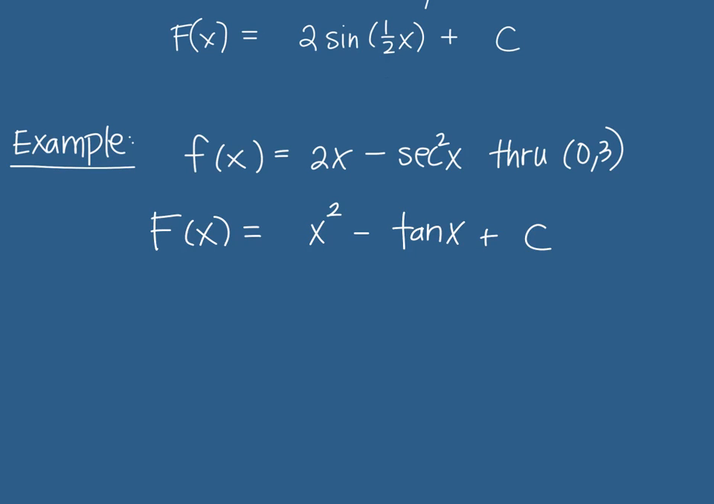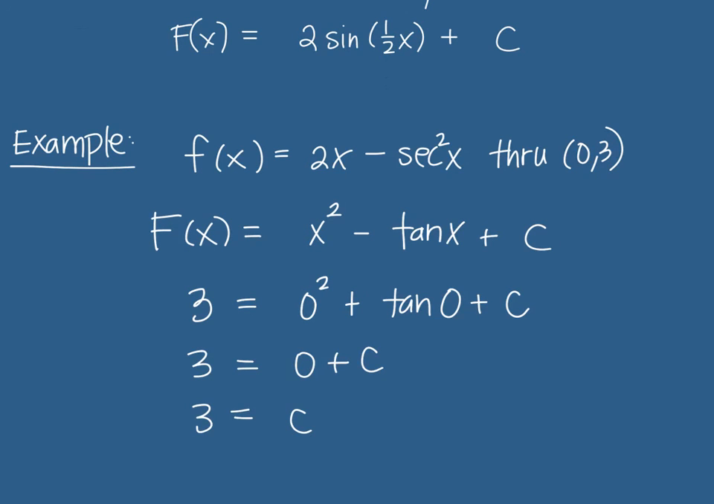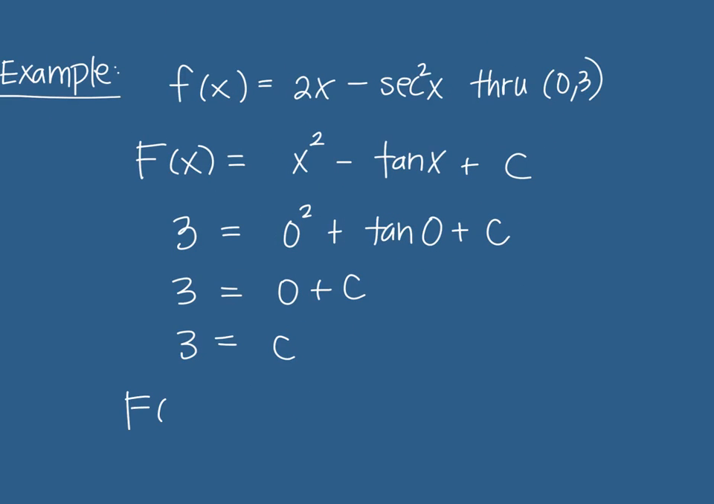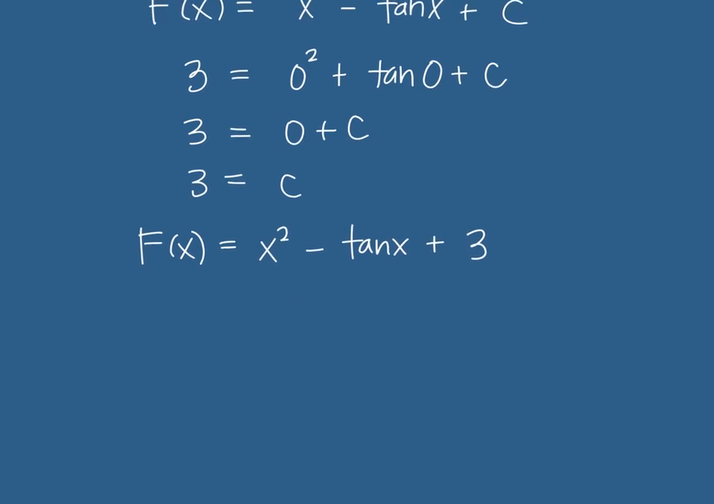So what's the 0, 3 there for? Yeah, we're going to plug it in to figure out what c is. 0 is the x value, 3 is the y value. And so 3 equals 0 squared plus tan 0 plus c. So 0 squared is 0, tan 0 is also 0, so I get 0 plus c is 3. So c is 3. This is called a particular antiderivative because you were able to not just leave it as the general c, but to find the actual value, which you were kind of doing a little bit of in your homework over the weekend for practice.